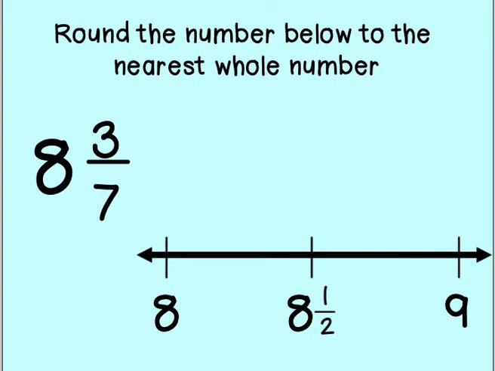Here's another one, 8 and 3/7. First thing we do is multiply 3 times 2, and we get 6. 6 is less than 7. That means that 3/7 is less than 1/2, which means that we have to keep the whole number the same and round back to 8.